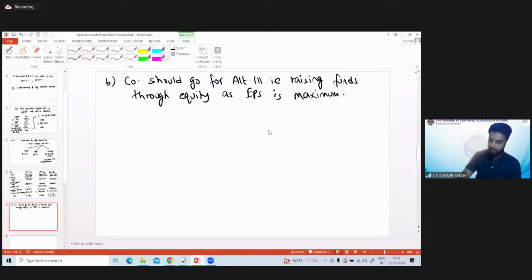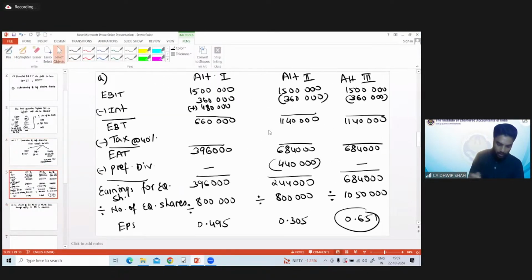क्या पूछा है सेकेंड पार्ट में कि मान लो हमें ऑल्टरनेटिव वन नहीं, now can I say this is first, this would be our first preference, like we will raise through equity. Yes or no? We will give first rank to alternative 3. We will give second rank to alternative 1 and we will give third rank to alternative 2.